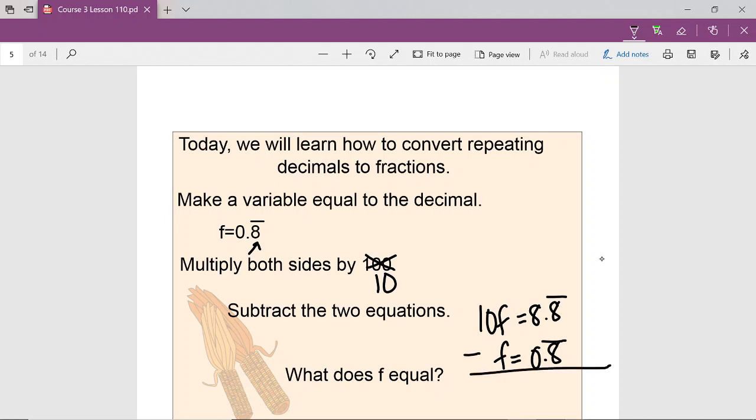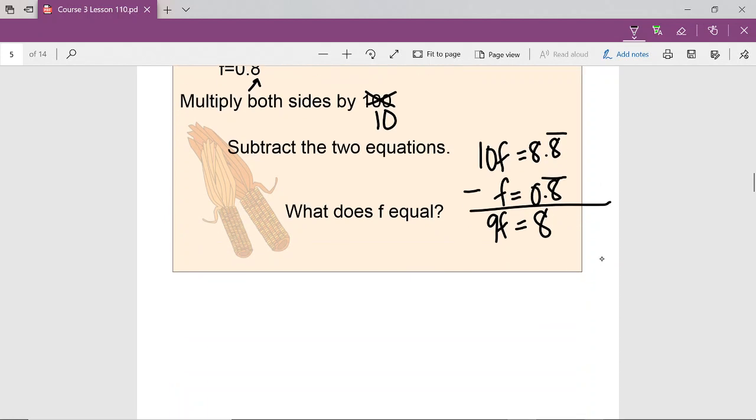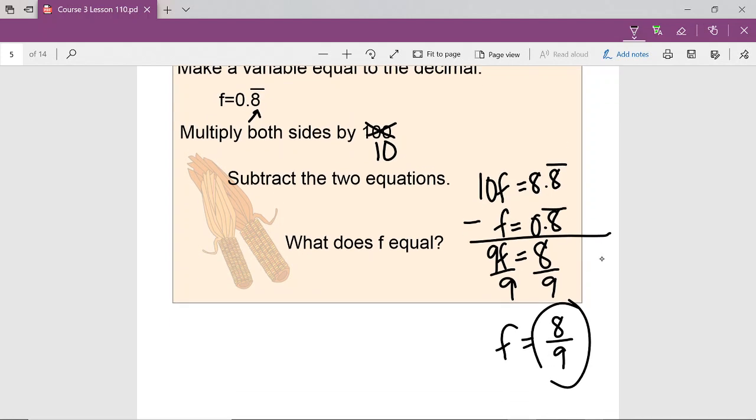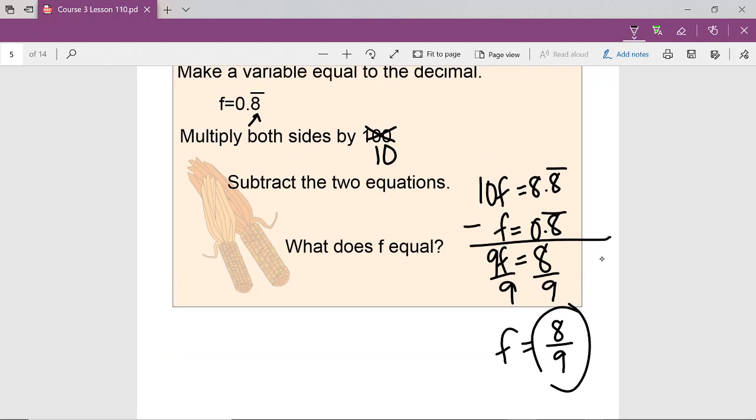Still going to subtract, and my repeating 8s are going to completely cancel out because I'm subtracting, and I just get 8 on the right side equals 9f. Divide by 9 on each side, and I get f. Our number is 8/9. That is our fraction for 0.8 repeating.